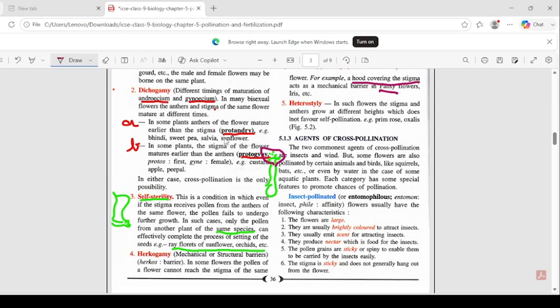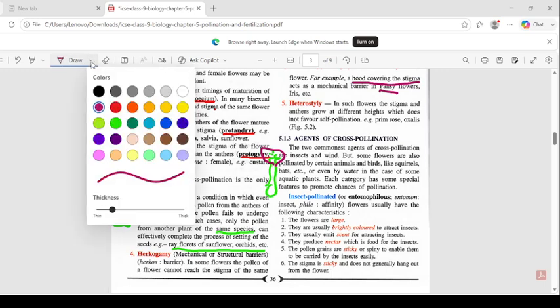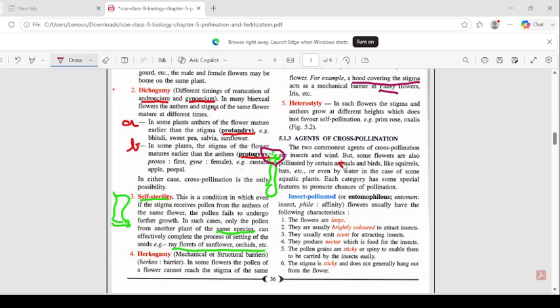Now heterostyly. Heterostyly means difference in the height of the styles and anthers. So in such flowers, stigma and anther grow at different heights. If you remember China rose, that is hibiscus, in case of hibiscus, although it is a bisexual flower, always cross pollination takes place. Because if I am trying to draw the diagram for you, if you remember hibiscus, the stamen and carpel have this kind of arrangement.